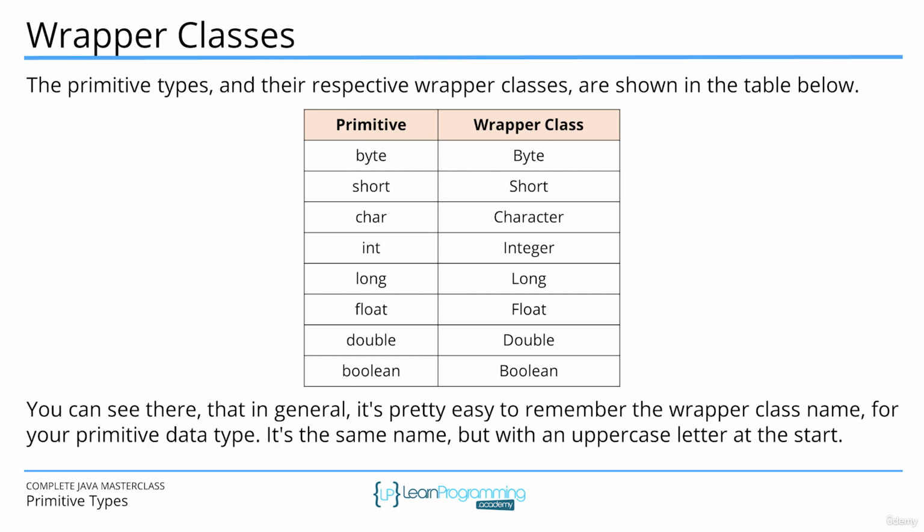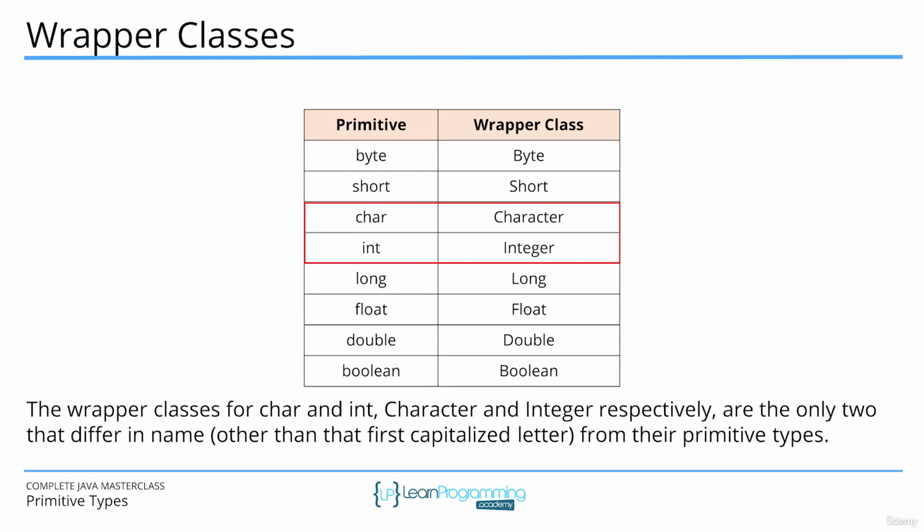You can see there that in general, it's pretty easy to remember the wrapper class name for your primitive data type. It's the same name, but with an uppercase letter at the start. The wrapper classes for char and int, Character and Integer respectively, are the only two that differ in name other than that first capitalized letter from their primitive types. We'll talk more about these later on, but for now, let's take a look at int and the Integer wrapper class. In the case of an int, we can use Integer, and by doing that, it gives us ways to perform operations on an int.